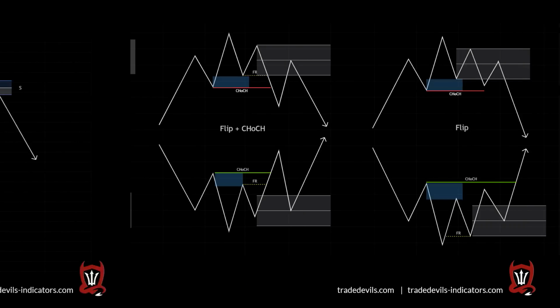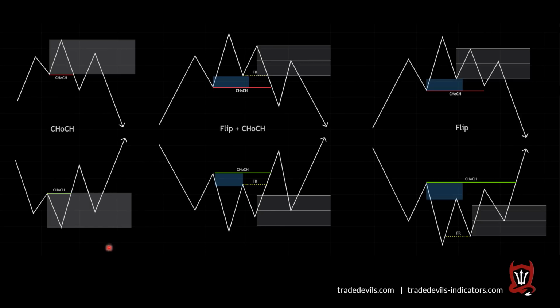Now, of course, this is going to present itself in a variety of patterns, where you're going to see this here. Again, this is kind of simplified. Here's the first clue that should draw your attention to it. Okay, I got a change of character.